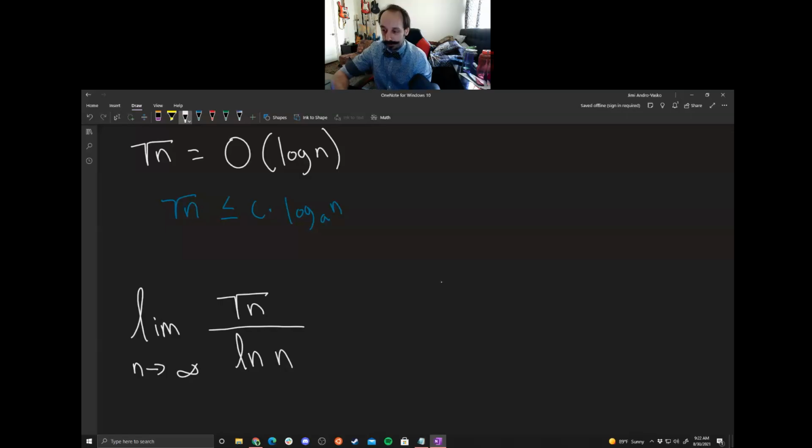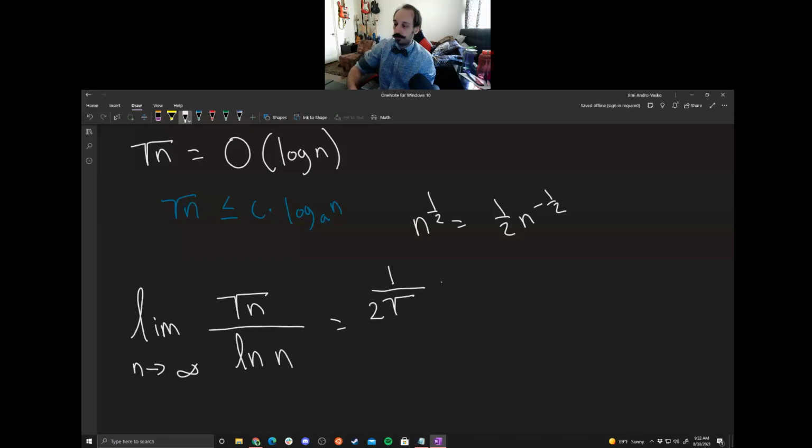Because right now, once again, this will give us infinity over infinity, which is not going to give us a conclusive answer. So n to the 1/2 derivative would be 1/2 n to the negative 1/2. So this is going to give us a derivative of 1 over 2 root n as a result, the derivative of root n. And natural log of n derivative is 1 over n.